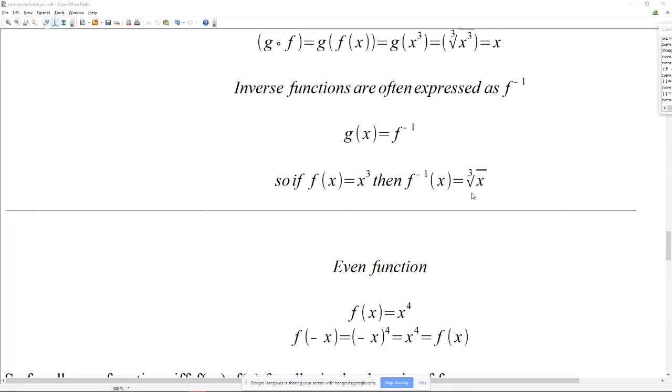I don't know whether Steve wants to get into restriction of domains for inverses. No, not yet. So go ahead with even functions. And by the way, even functions and odd functions are really important, because they make integration easier, and they're neat properties to have. Go ahead, Steve.